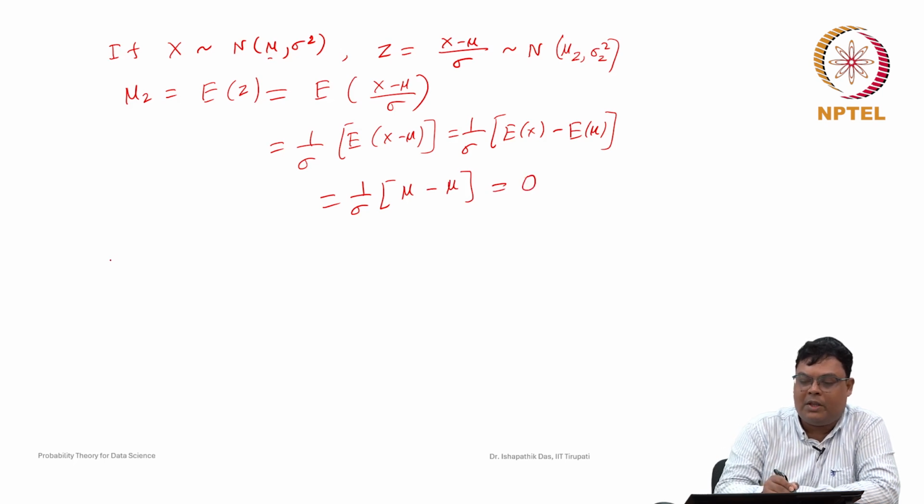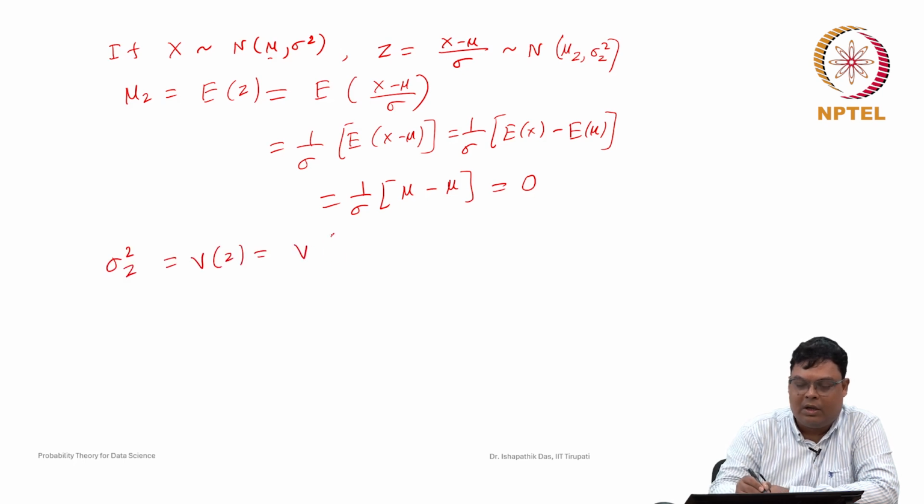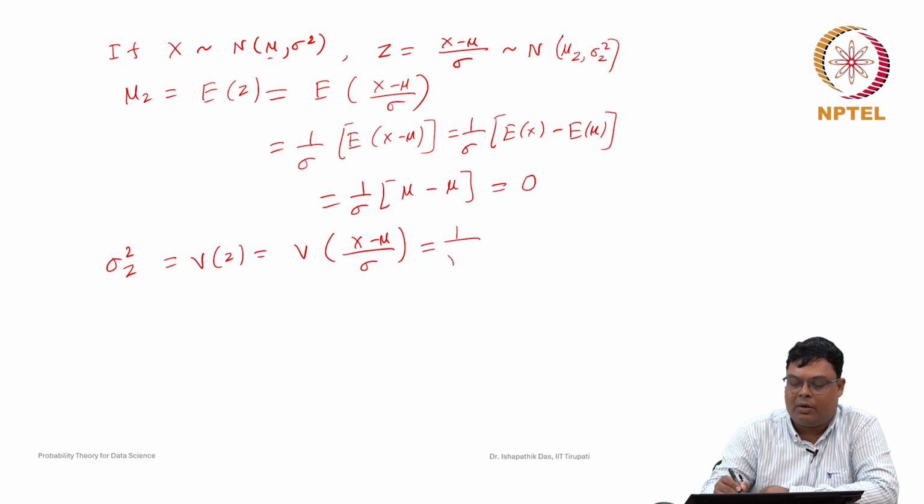Now, what will be sigma_z squared, the variance of z? This is the variance of (x minus mu) by sigma. Now, sigma is a constant, so, as we have already discussed, it will be 1 by sigma squared times the variance of (x minus mu).